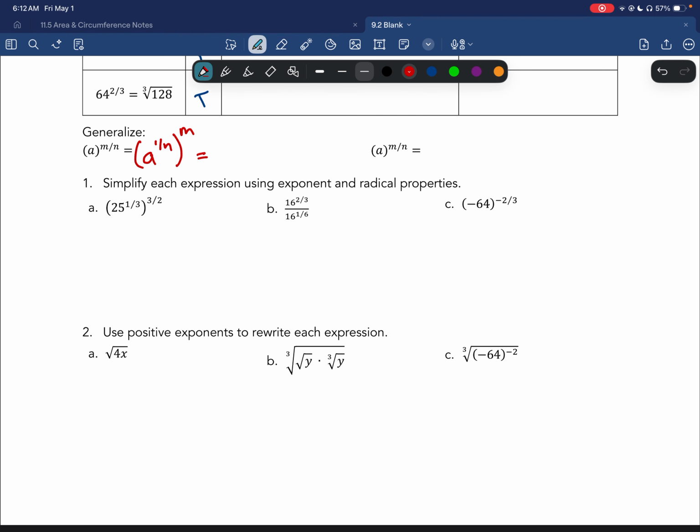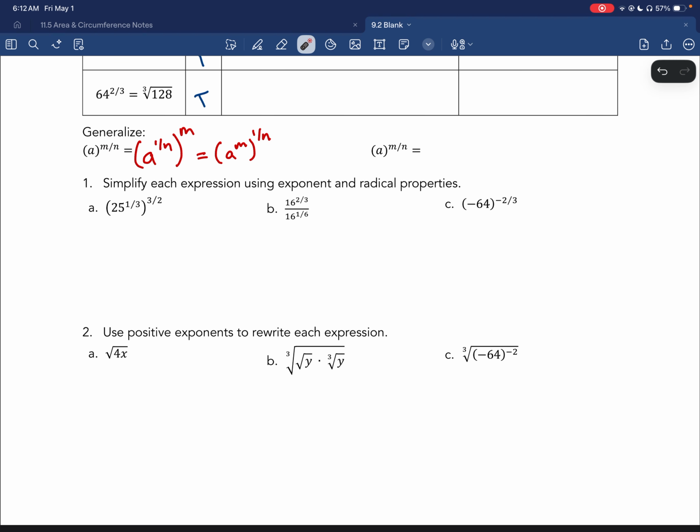Or you could also do the other way around. If it's easier for you to do a to the power of m first, and then do the 1 over n after that, you can do it like that. So you can split this up where you keep the 1 over n and do that first, or you can split it where you're doing the power of m first. But those still exist, we're just going to do it later.